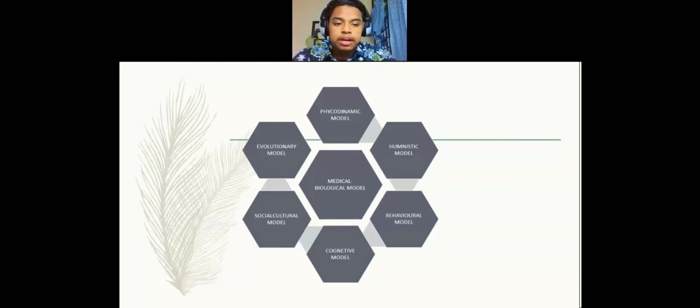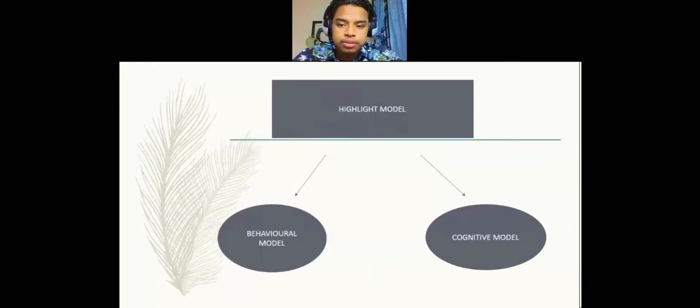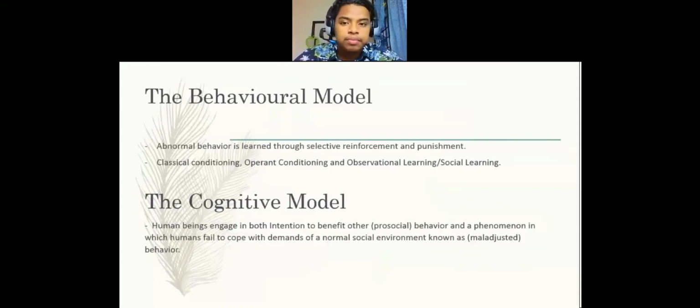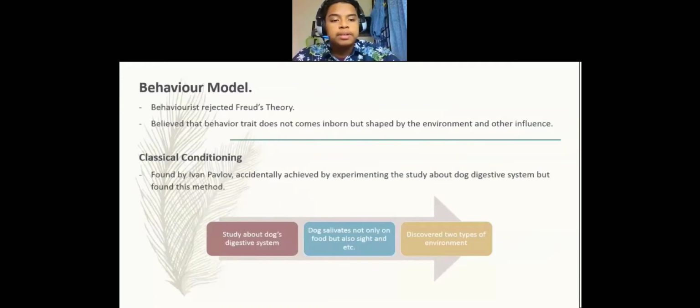All these seven models are included in our lecture for today, but we are only highlighting two, which are the behavioral model and the cognitive model. The behavioral model is abnormal behavior learned through selective reinforcement and punishment. In this model we have classical conditioning, operant conditioning, observational learning, or social learning. And in the cognitive model, human beings engage in both intentions to benefit others, pro-social behavior, and phenomena in which humans fail to cope with the demands of a normal social environment, known as maladjusted behavior. So let me explain a little bit more.